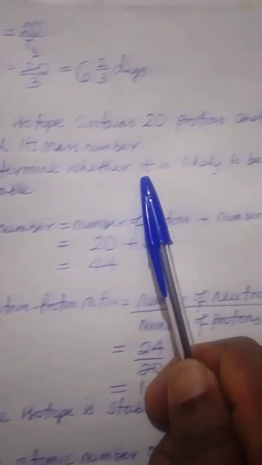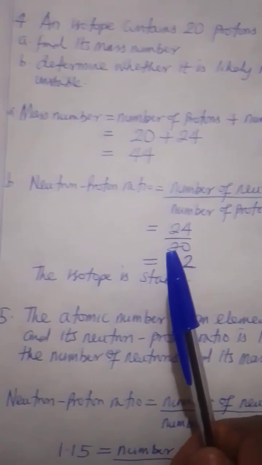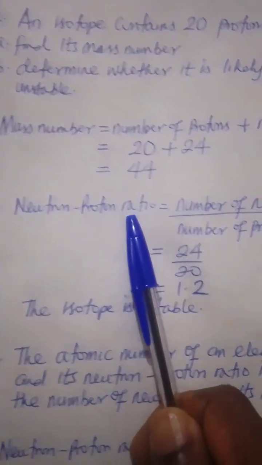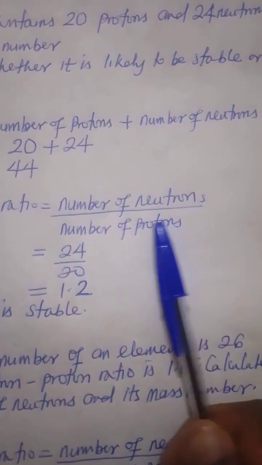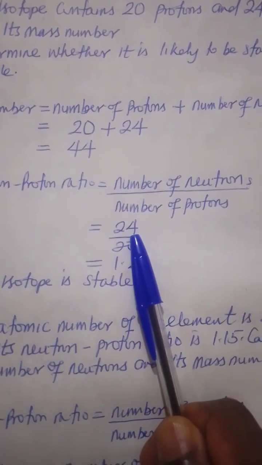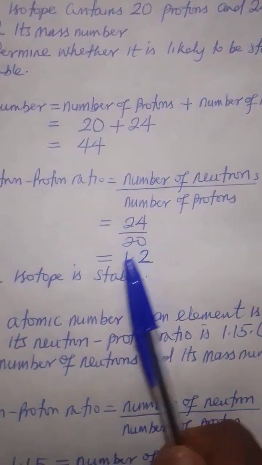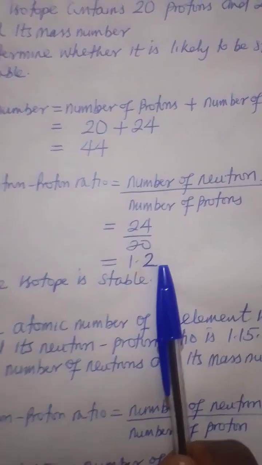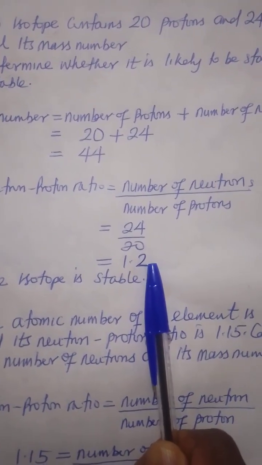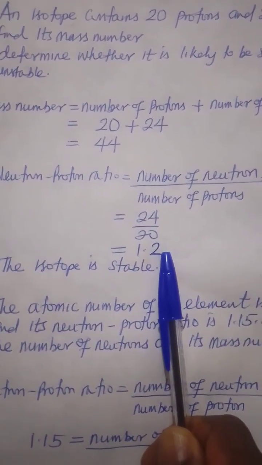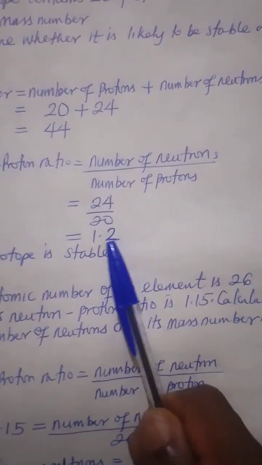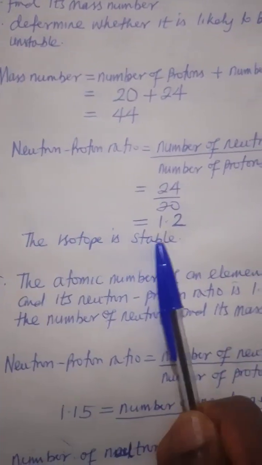To determine whether it is stable or not, we will use the neutron-proton ratio. The neutron-proton ratio, that's number of neutrons over number of protons. Number of neutrons, 24. Number of protons, 20. By the time you resolve that, you're going to get 1.2. Remember we said that for a non-radioactive element, that means for a stable nucleus, the neutron-proton ratio lies between 1 and 1.5. But here we got 1.2, so it means that the isotope is stable.